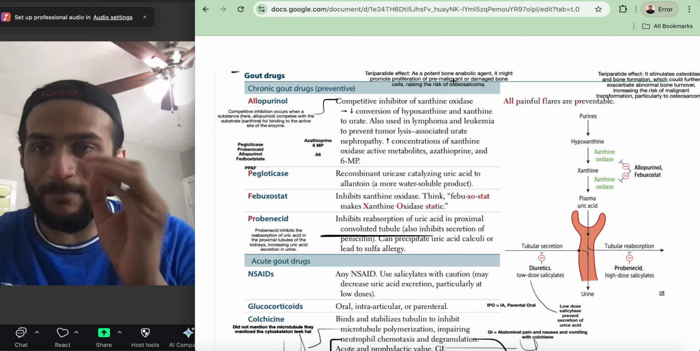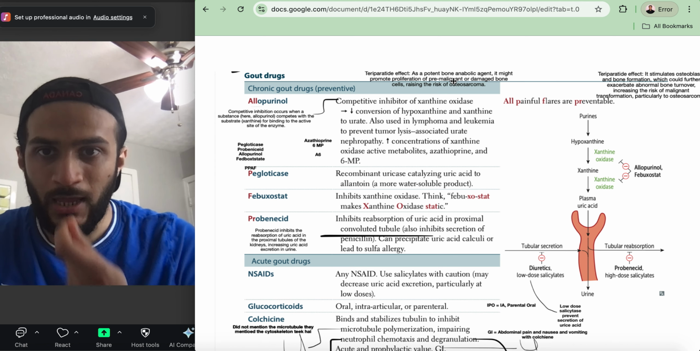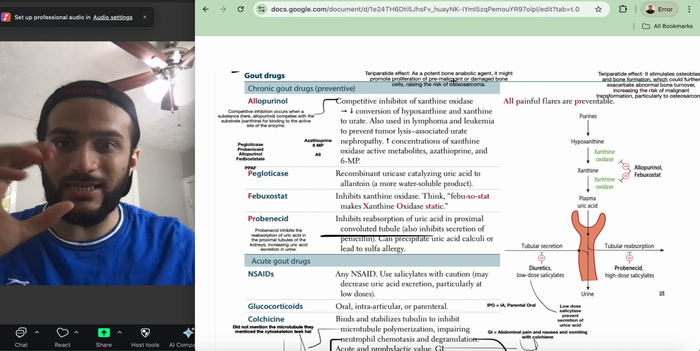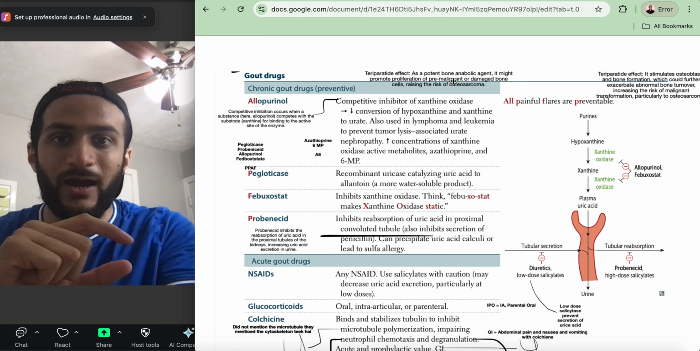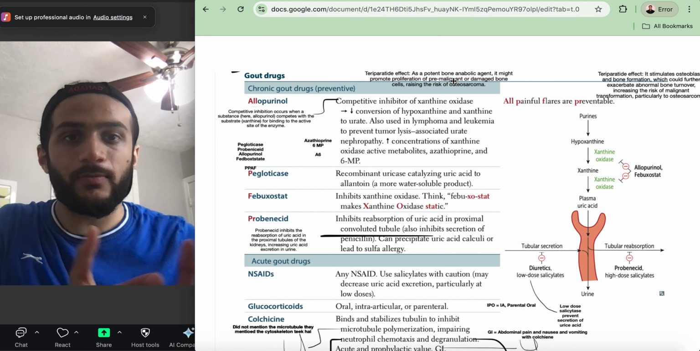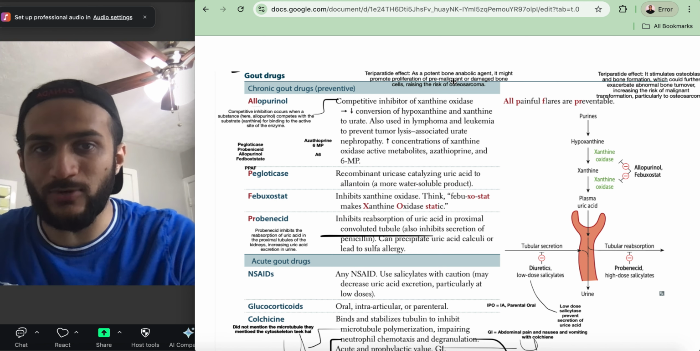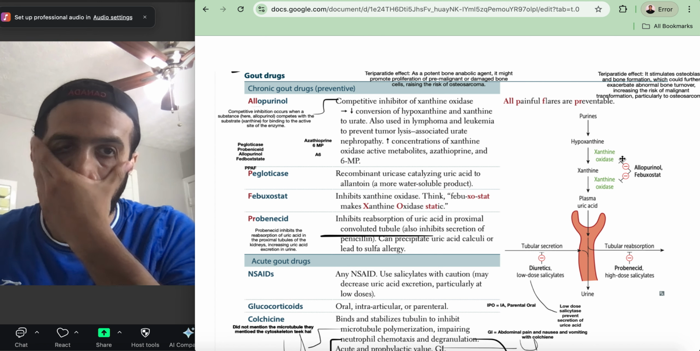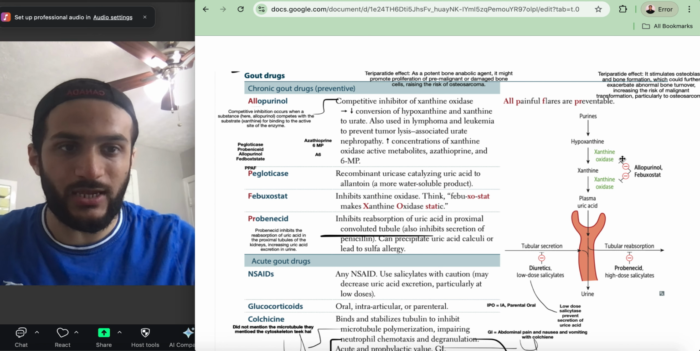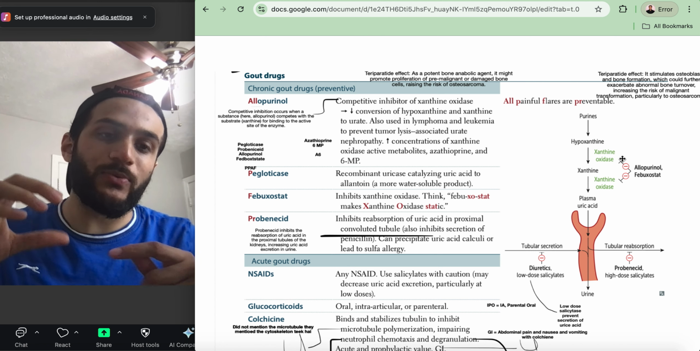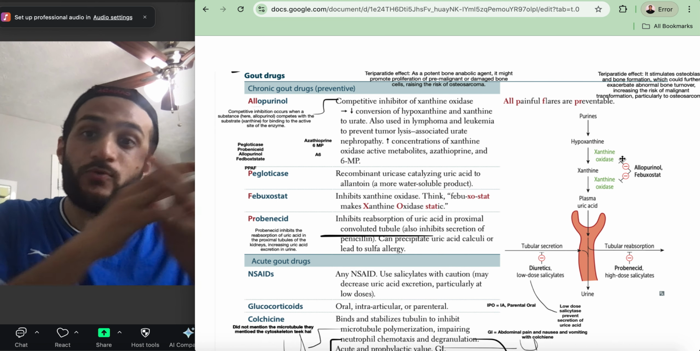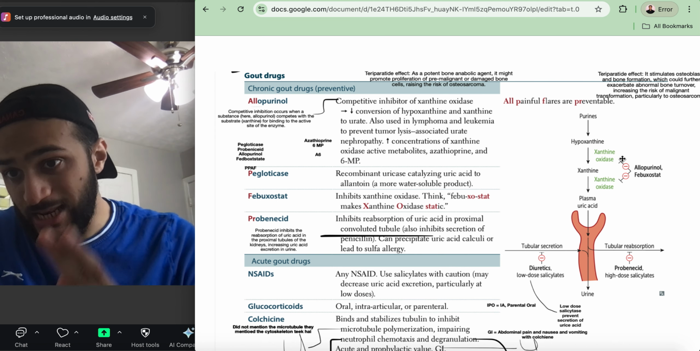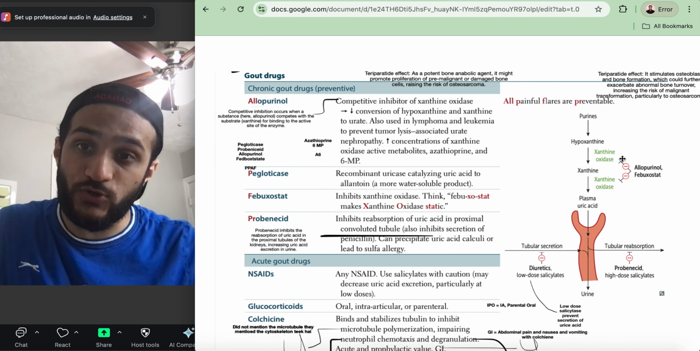Okay, so allopurinol is a competitive inhibitor of xanthine oxidase. A competitive inhibitor is when a substance like allopurinol competes with the substrate, xanthine, and binds to the active site of the enzyme. So a competitive inhibitor of xanthine oxidase decreases the conversion of hypoxanthine to xanthine to urate. As we can see over here, purines, hypoxanthine, xanthine, and then it becomes the plasma uric acid, goes to the kidneys, and from the kidneys it can go into the urine, or we can get tubular reabsorption. So the drugs that promote tubular reabsorption are thiazides and low dose salicylates. So we should be very careful when we use these drugs with gout patients.